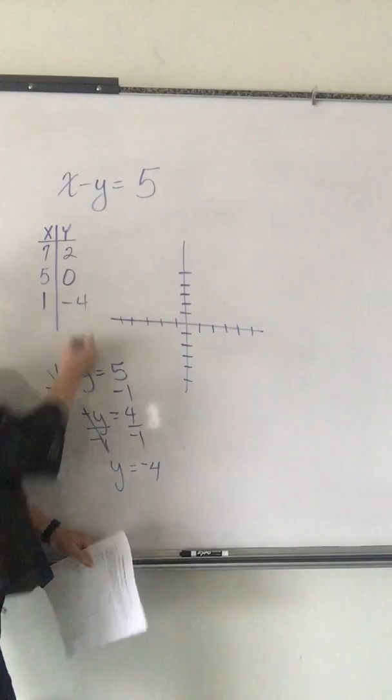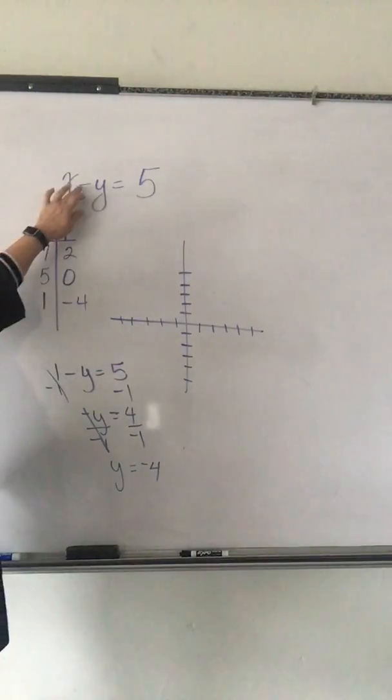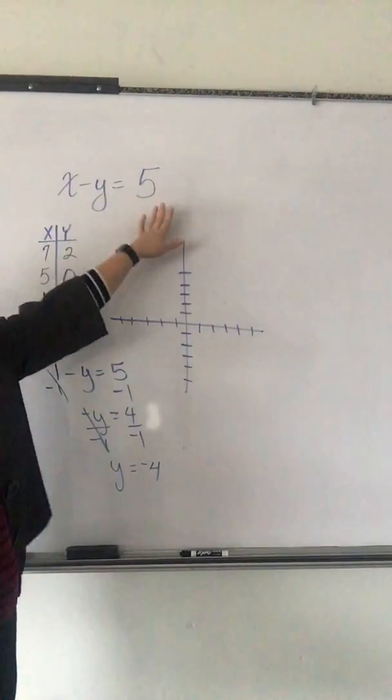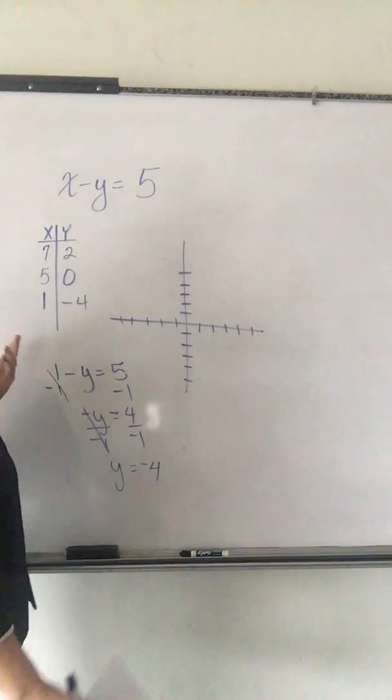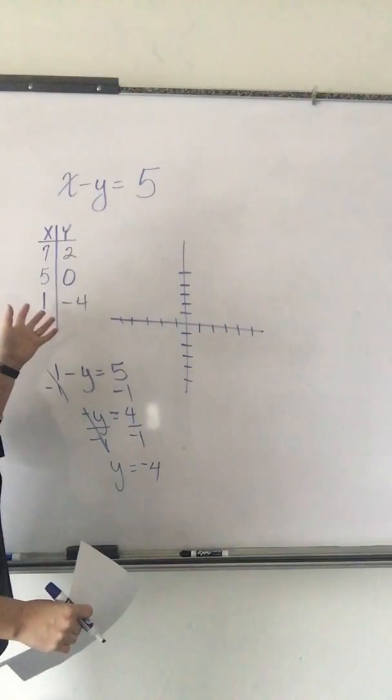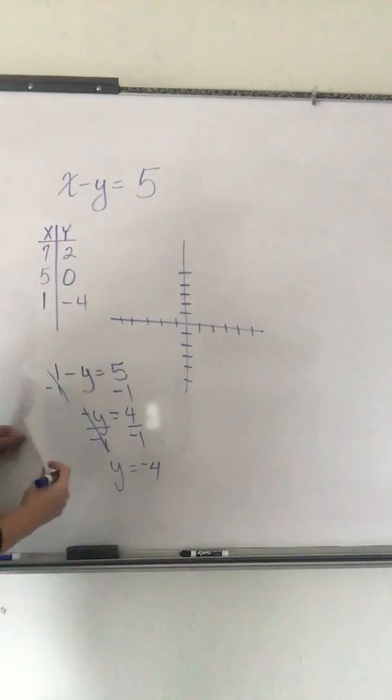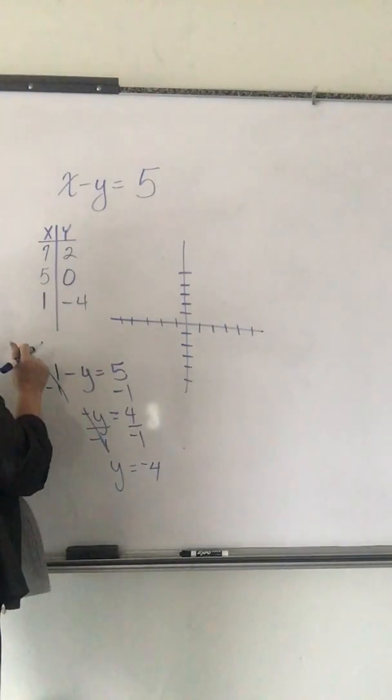Okay, let's see if that's true. And it is: 1 subtract negative 4 is 5. And it is, right? 1 minus a negative makes it plus. So that will work. So you could also use your equation solving technique if it's one you don't even know off the top of your head.